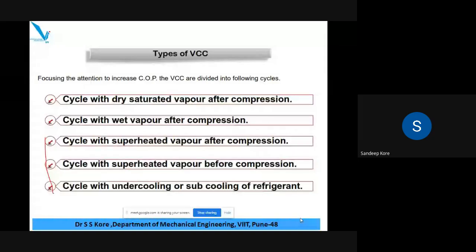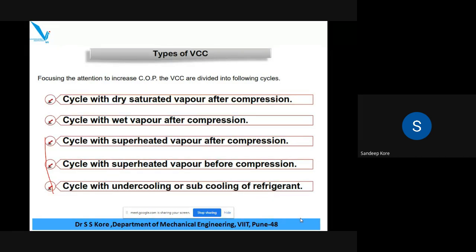So we are going to concentrate on the last three cycles: the cycle with superheated vapor after compression, the cycle with superheated vapor before compression, and the cycle with undercooling and subcooling of refrigerant. We are going in detail about these three cycles.